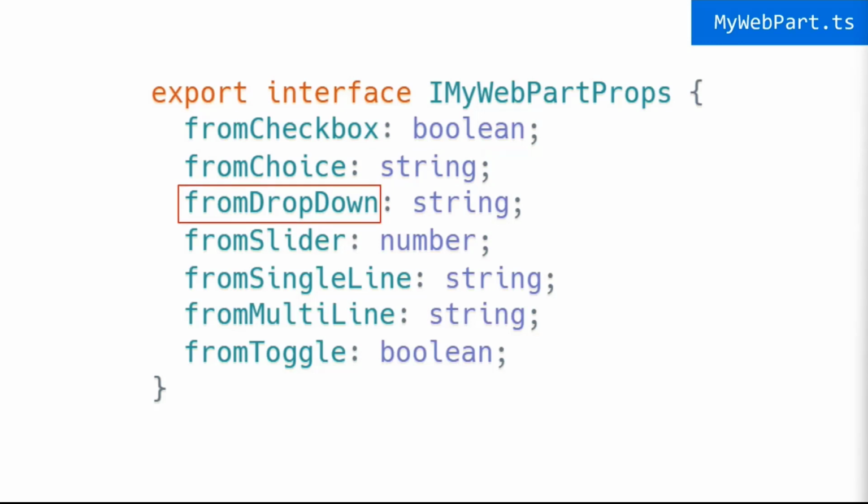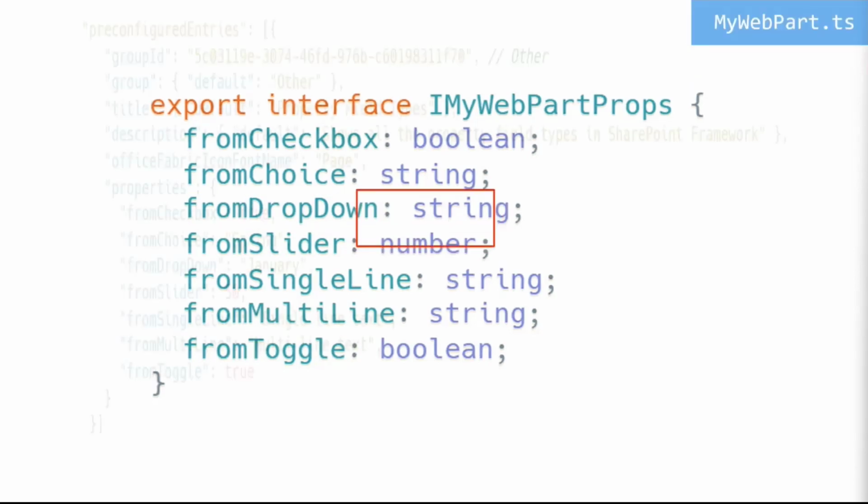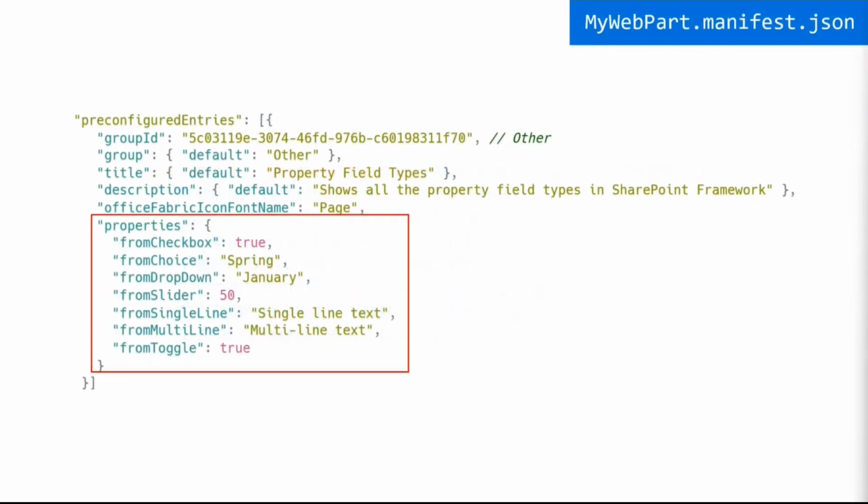So now we have used the method to render the list of property pane controls. We've defined our properties, and we've told SharePoint basically how to store this. Now, what if I wanted to set up some default values, some pre-configured values?